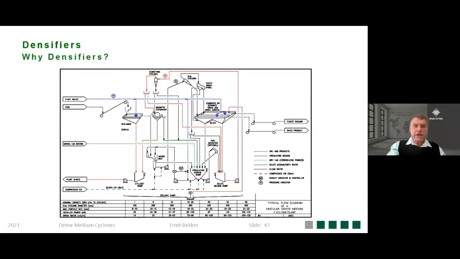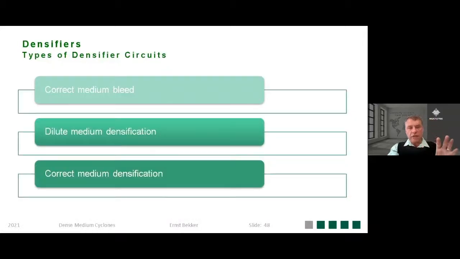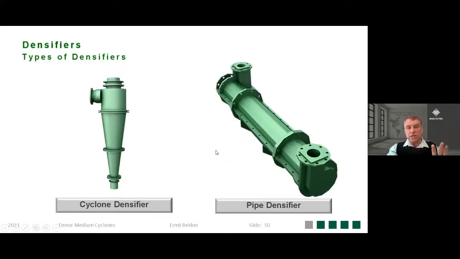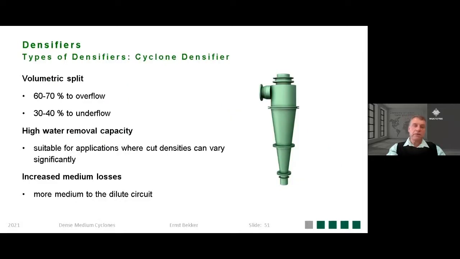In terms of densifiers, just quickly, the densifier is there to remove water. So whatever water is coming into the feed, some of this water ends up in your correct media circuit. You need to remove that water. So we talked about correct media, dilute media, and correct medium bleed. When you are looking at those bleed systems, we talked about the dilute densification, media bleed, correct media bleed, and correct media densification. You can use a cyclone densifier or a pulp densifier.